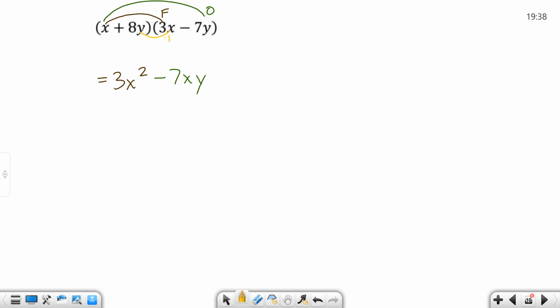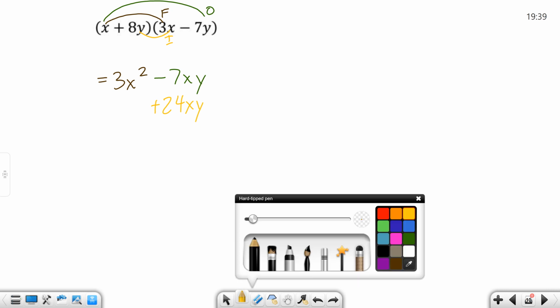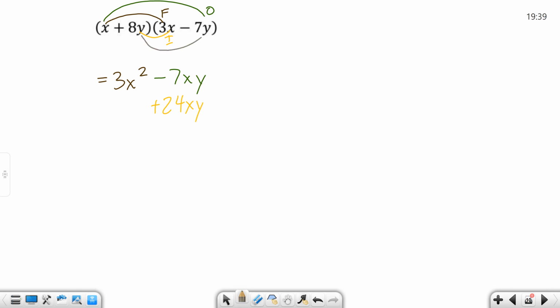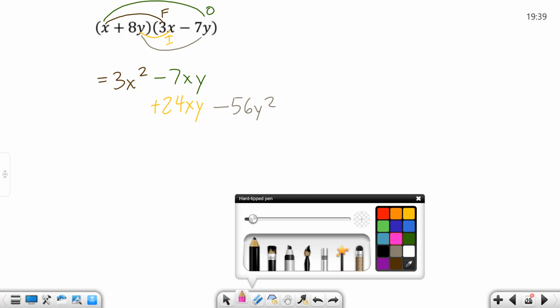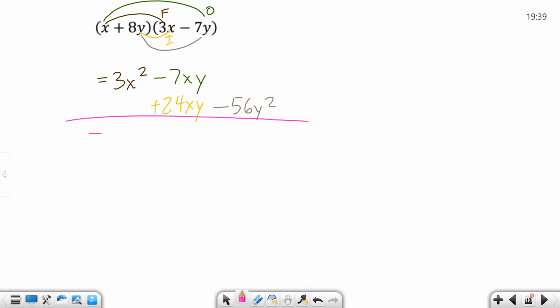And then here, inner, you got 8y and 3x, all positive. So 8 times 3 is 24, and that's xy again, and it's positive. And again, I'm lining up my xy's. That's why I wrote it underneath. And then last is going to be 8y times negative 7y. That's negative 56y squared. And I wrote it by itself because there's no other y squareds up here. There's x squared, but not y squared. So then I'm going to come down here and say, okay, let's put this all together. 3x squared, subtract them. That's going to be plus 17xy, and then minus 56y squared.